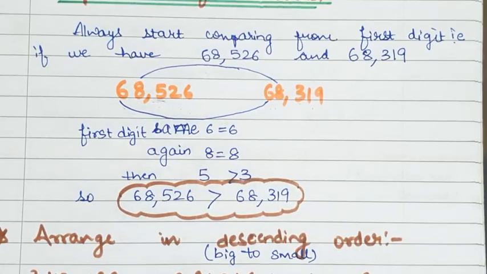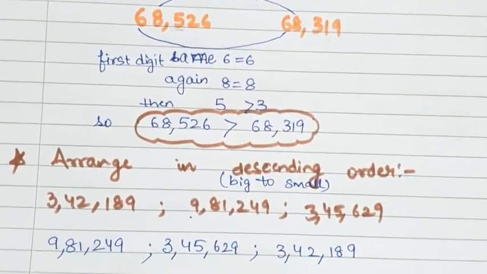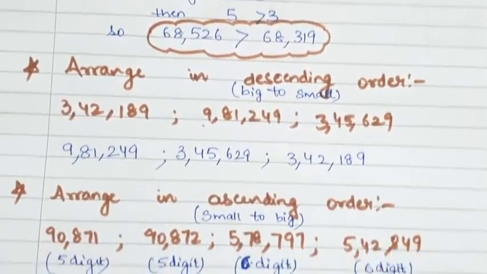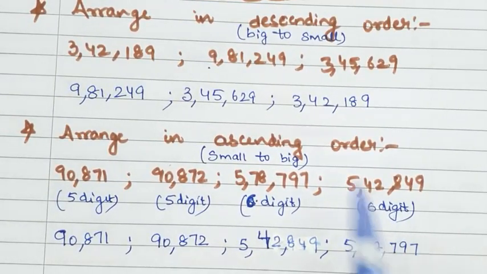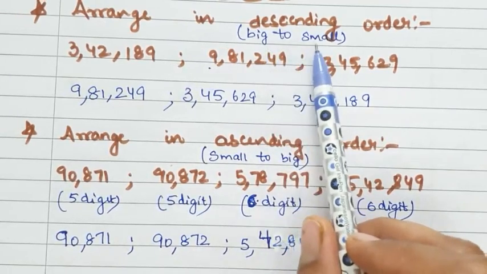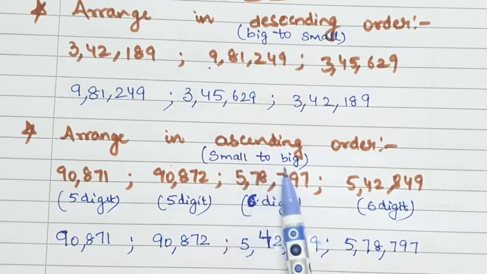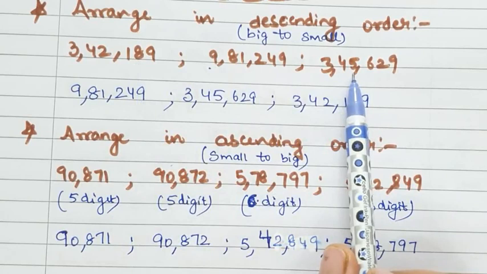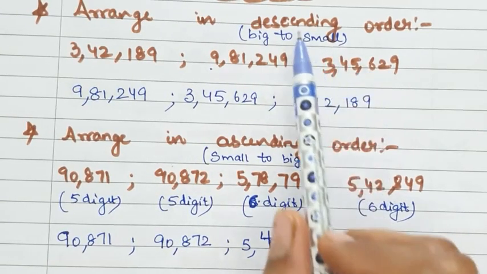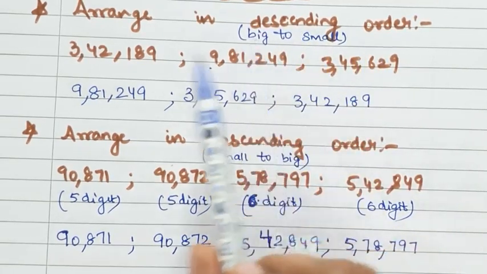Clear? Now let us discuss how we can arrange the given numbers in descending as well as in ascending order. Descending means bigger to smaller, and ascending means smaller to bigger. Now we have been given 3 numbers. So now let us start arranging them in descending order. Descending means start from big.